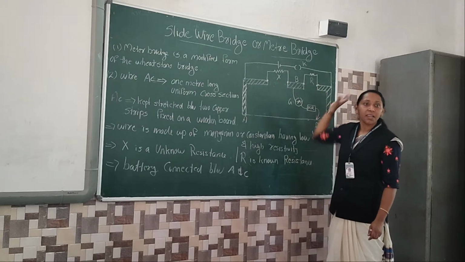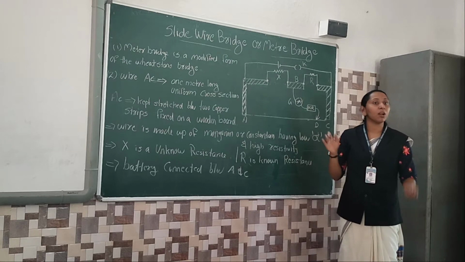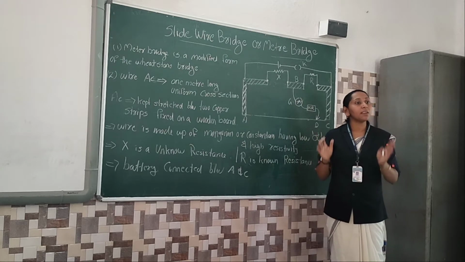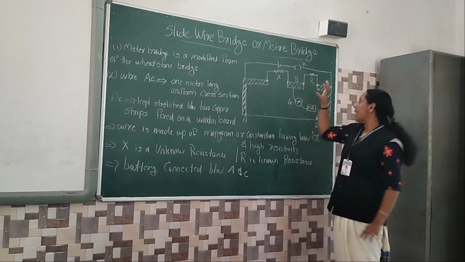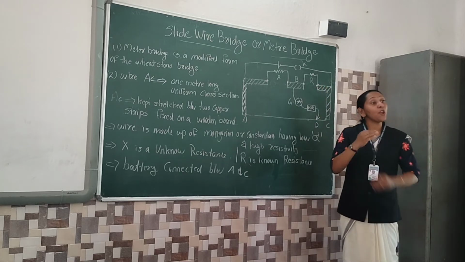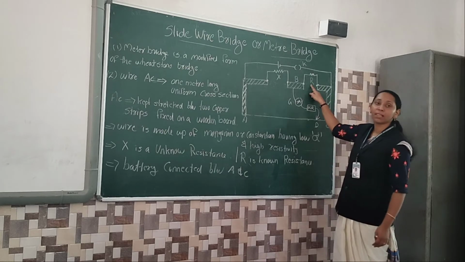Not like that. Any one of the gaps is filled with X. X means one of the resistors, but that resistor value you don't know. That is the condition. Clear everyone? The other gap is filled with a known resistor. हम लोग को मालूम है resistance का value. That's the reason I am putting the value as R.